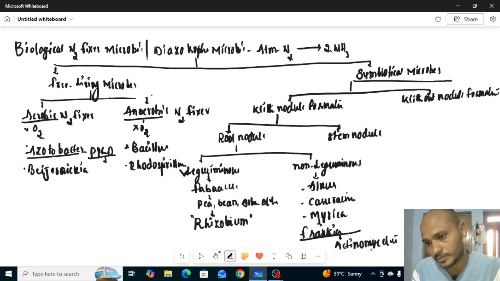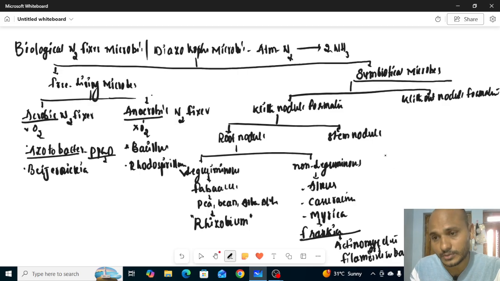Actinomycetes group means it is a filamentous bacteria. So these actinomycetes are filamentous bacteria which form root nodules in Alnus, Casuarina, Myrica, like non-leguminous plants.